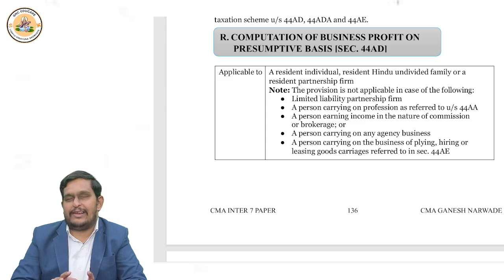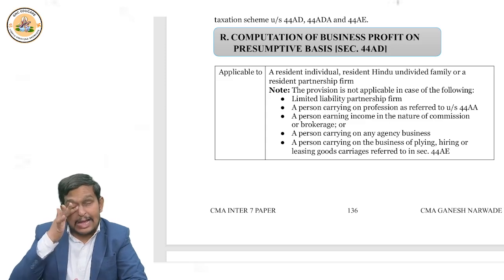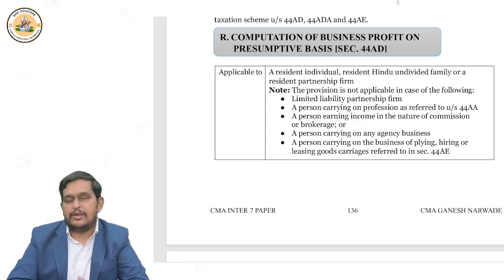Now what are these sections? In a very simple way, they ask a small businessman, tell me, what is your turnover? He says, sir, it is 80 lakhs. Okay. How do you deal in it? Sir, I deal in cash. Okay. 80 lakhs into 8%, how much? Sir, 6 lakhs 40,000. Okay, this is your income. That's it.